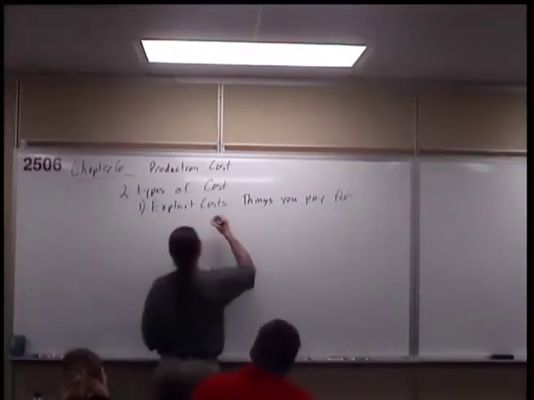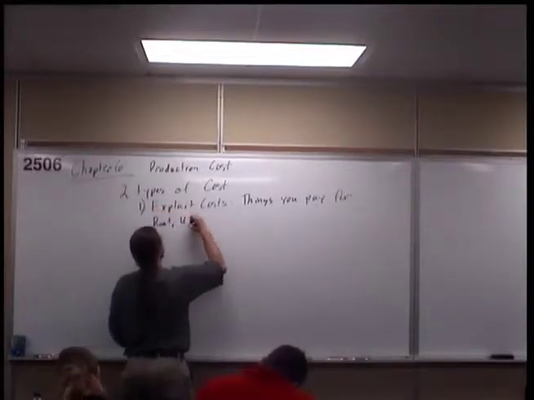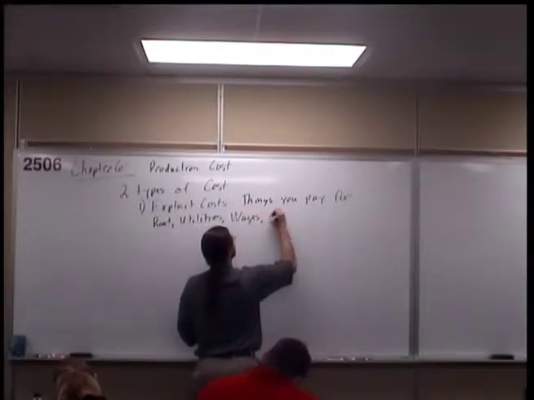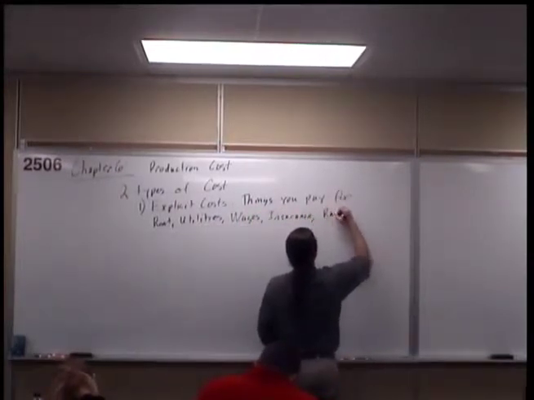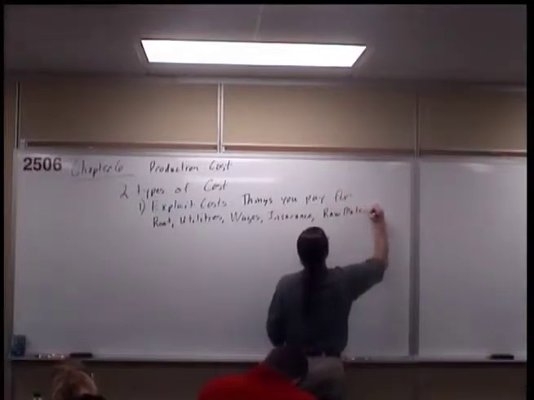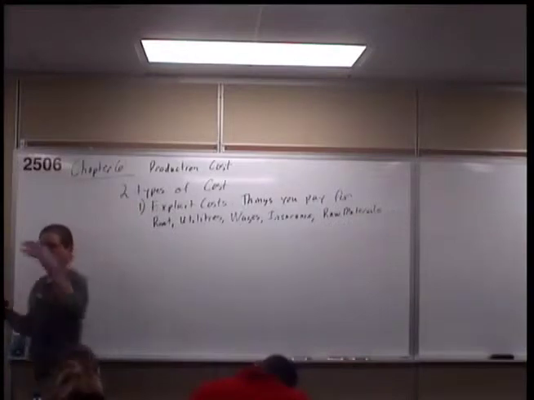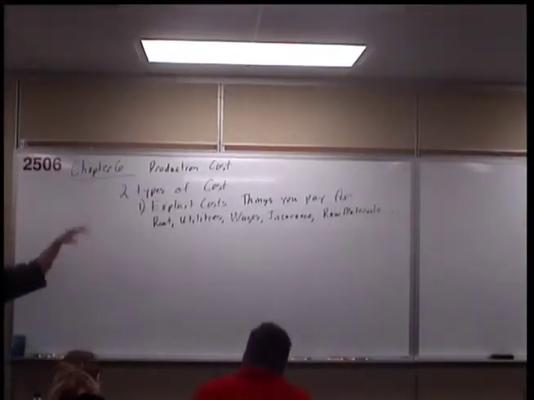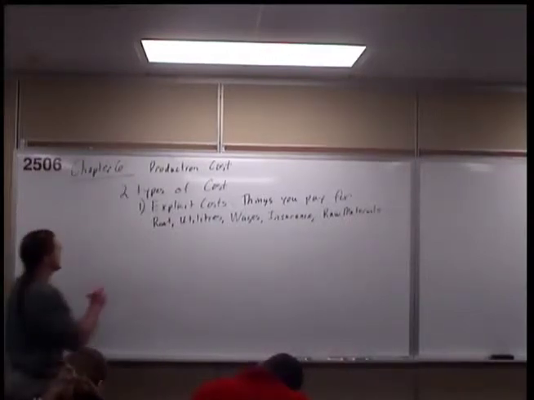So, this is rent, this is utilities, this is wages, this is insurance, this is raw materials, whatever you spend money on. Everything that goes on in there, all the things that you got to spend money on to run a business. And then obviously that list goes on and on.